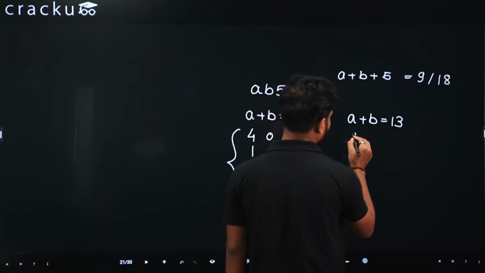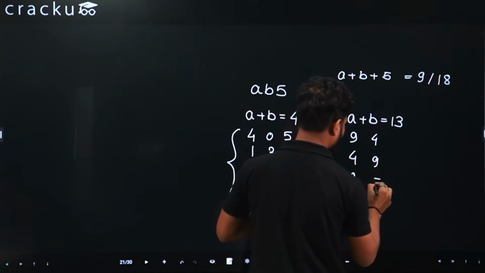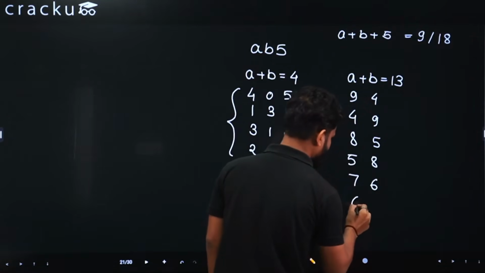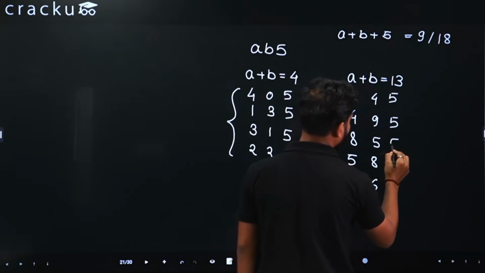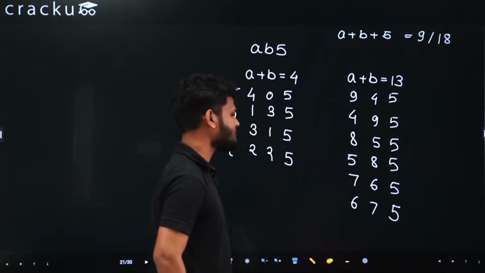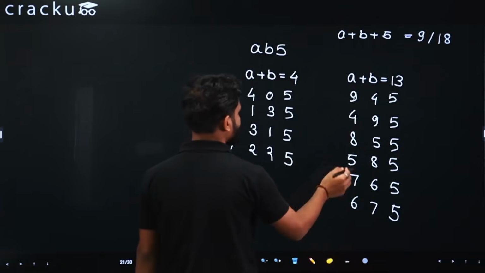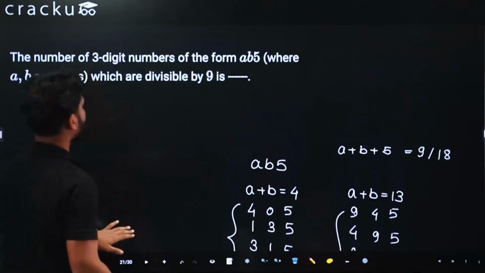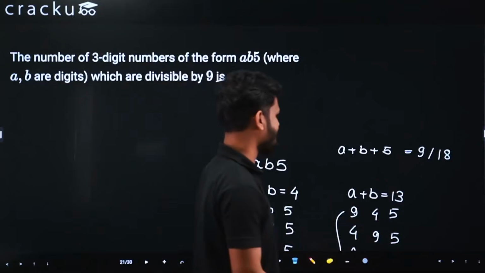Here it can be 9 or 4, 4 or 9, 8 or 5, 5 or 8, 7 or 6, 6 or 7. The numbers will be 945, 495, 855, 585, 765, 675. Below this, you cannot form any numbers. So 1, 2, 3, 4, 5, 6. These are 6 numbers. How many total numbers are there? 6 plus 4, 10. So the answer to this question is 10. So the total numbers are 10 here.